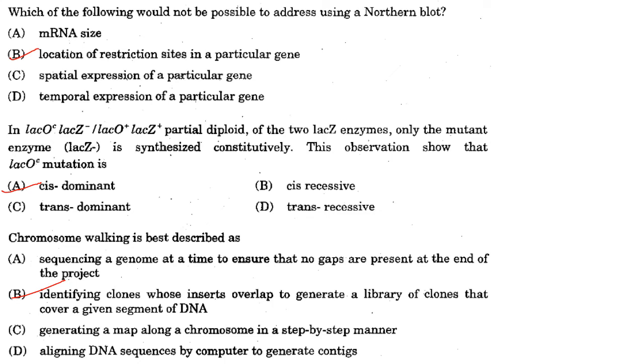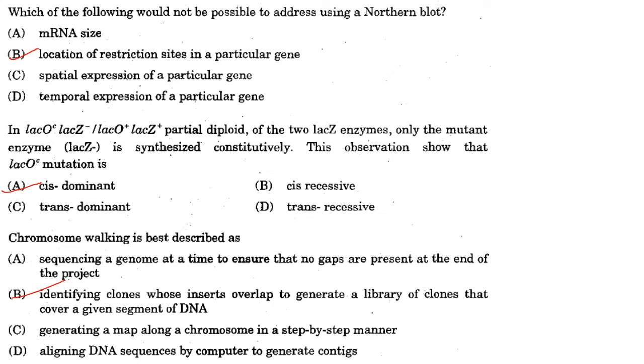Then in lac Oc, Oc is constitutive operator. So the operator will keep on synthesizing the protein product whether the repressor is present or not. Is a partial diploid of the two lacZ enzymes. Only the mutant enzyme lacZ minus is synthesized constitutively. This observation shows that lac Oc mutation is cis-dominant. Cis-dominant means the operator, that is Oc operator, controls only genes on the same DNA strand. So it is a cis operator gene. So answer is option A.